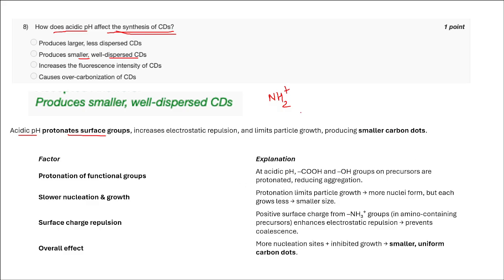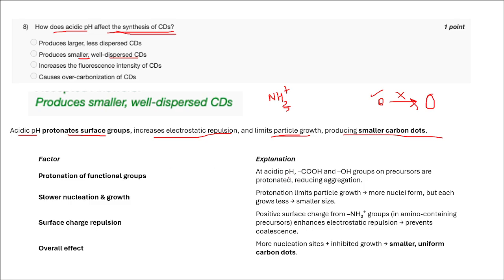NH3 plus, sorry. So acidic pH protonates surface groups, increases electrostatic repulsion, limits particle growth. Just as we see in the case of nucleation, suppose this is the particle growth, there won't be any further nucleation. This would not happen. So it limits particle growth at this place, producing smaller carbon dots.